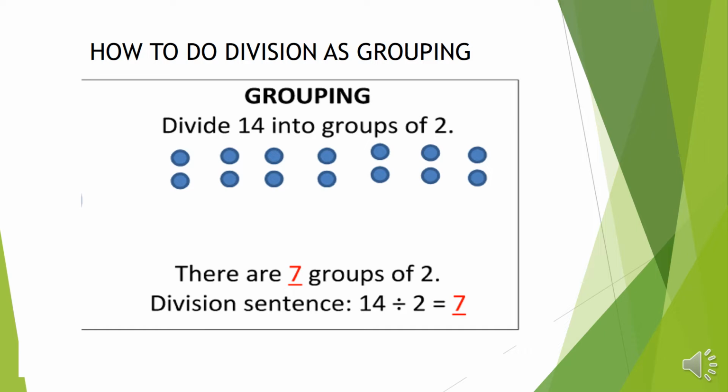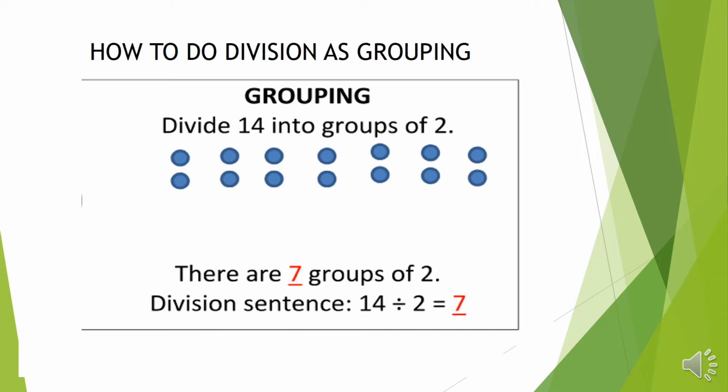Now we are going to learn how we do division as grouping, as division is done in 2 ways. The first way is division as grouping. In grouping, we get to know how many groups there will be by dividing the number. The example is shown in the picture.